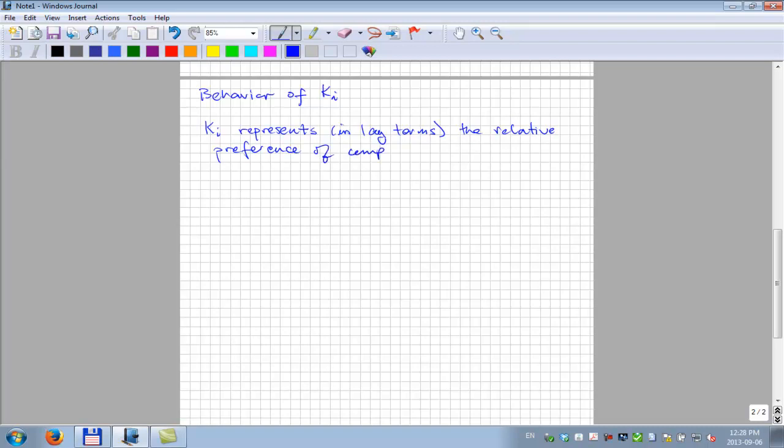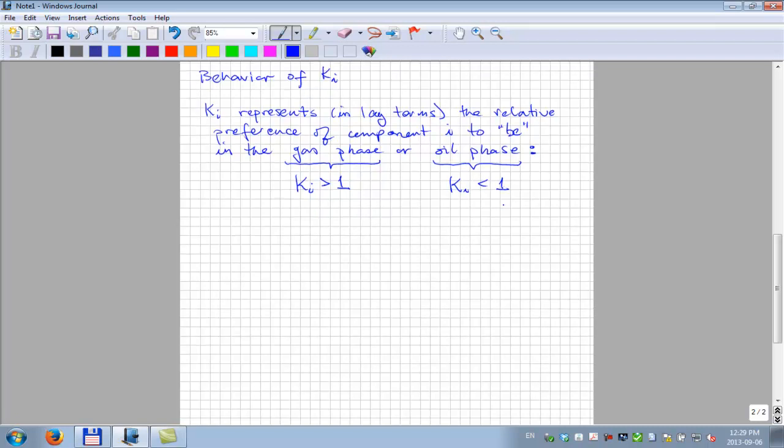So it represents, in lay terms, the relative preference of component i to be or move to the gas phase or oil phase. Okay? And basically, if we're talking about the gas phase, if it has a relative preference to be in the gas phase, then the K value will be greater than 1. And if it has a relative preference to be in the oil phase, it will have a K value less than 1.